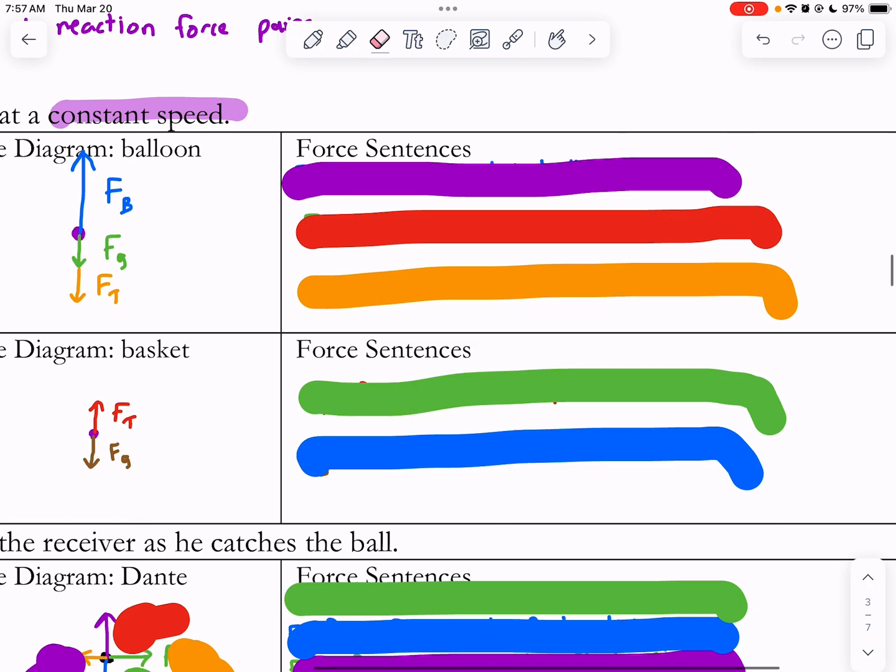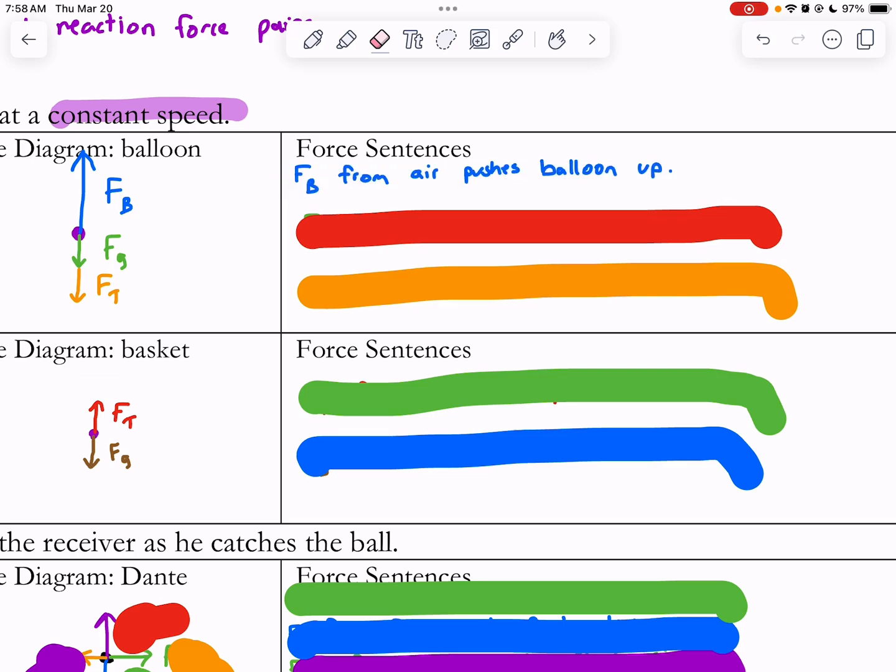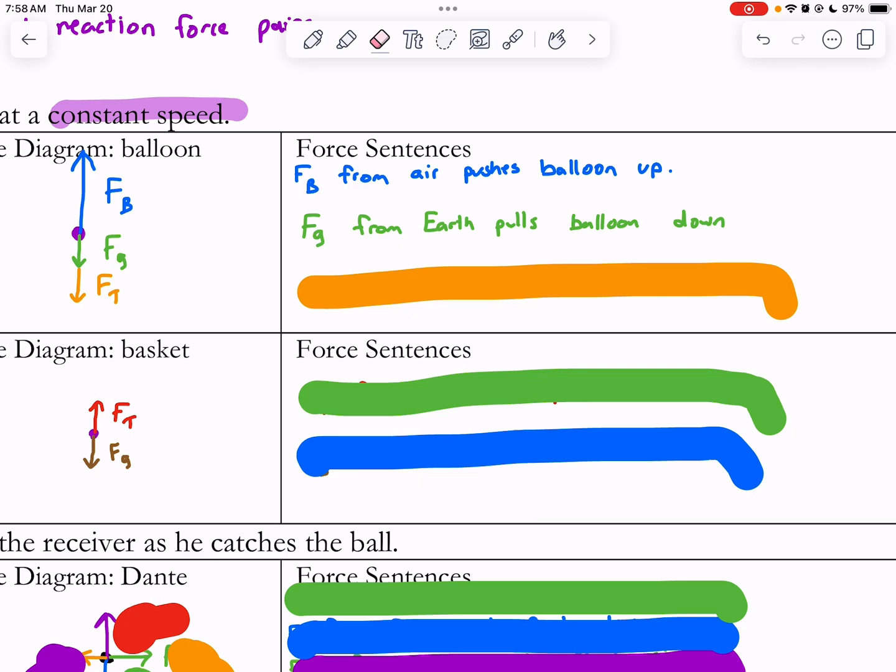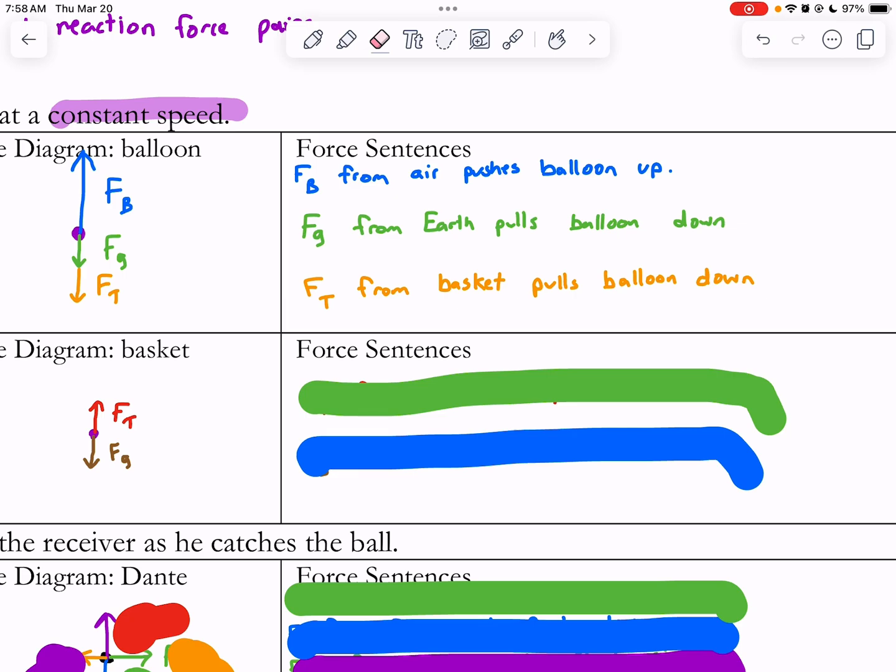Okay, and so now I have those forces. I've got to write sentences, so I'm going to follow that same sentence structure: the force from the agent pushes or pulls on the receiver in a direction. But I am lazy and I have to write a lot of force sentences. Look, there's 5 right there. And so I tried to shorten it up. I left out a lot, and instead of writing out the name of the force, I just wrote the symbol. So here's the first one: FB from air pushes balloon up. See how short that is? It's really not that bad. And then for gravity, I've got FG from earth pulls the balloon down. And then for tension, I've got FT from the basket pulls the balloon down.